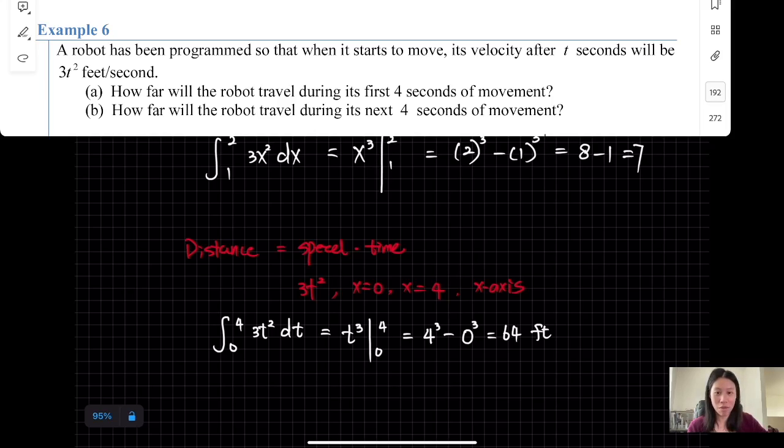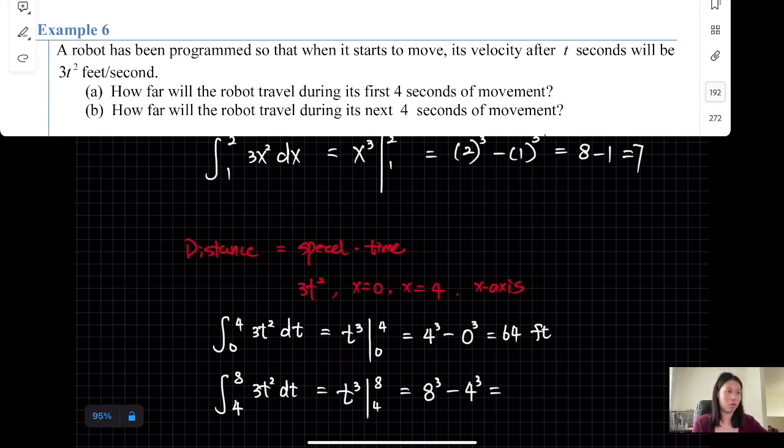And now they ask you how far will the robot travel during the next 4 seconds. So that means your integral is from 4 to 8 of 3t squared dt. So the antiderivative is going to be equal to t to the cubic power from 4 to 8. So I have 8 to the cubic minus 4 to the cubic power, which is equal to 512 minus 64, which is 448 feet. So that means in the next 4 seconds, the robot travels 448 feet.